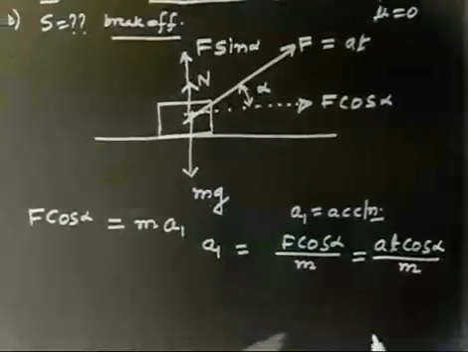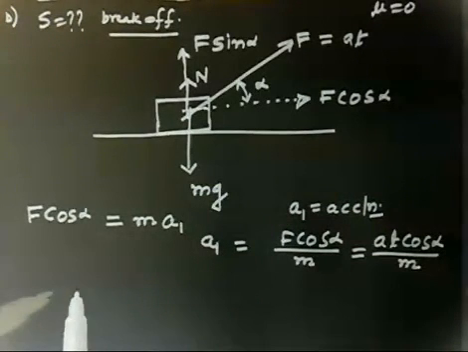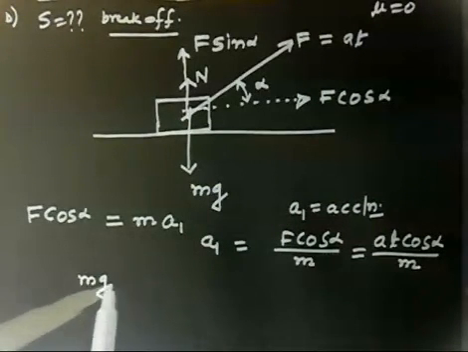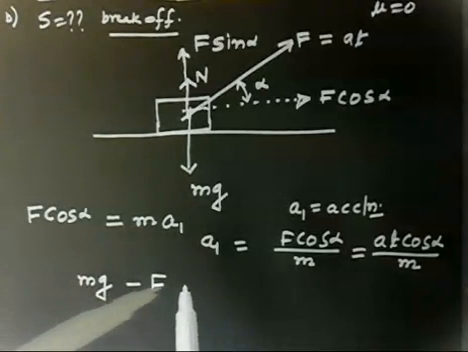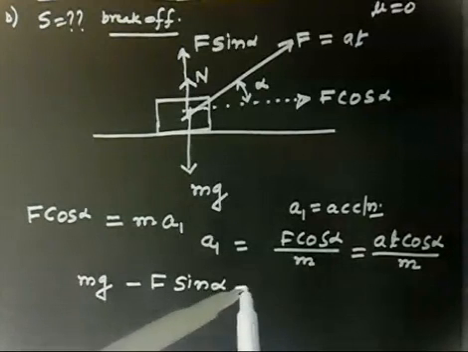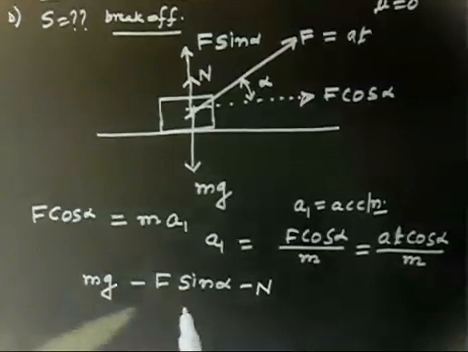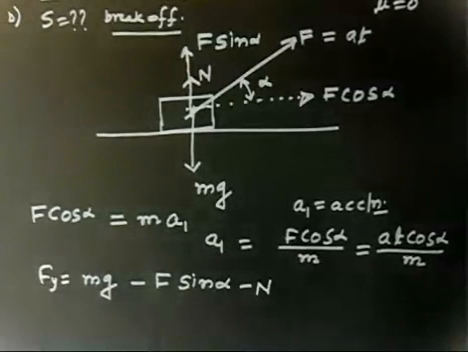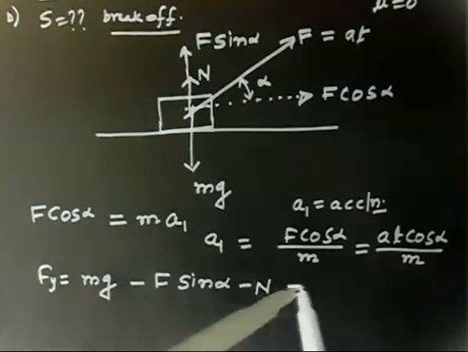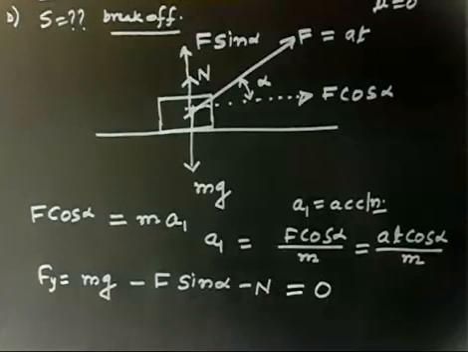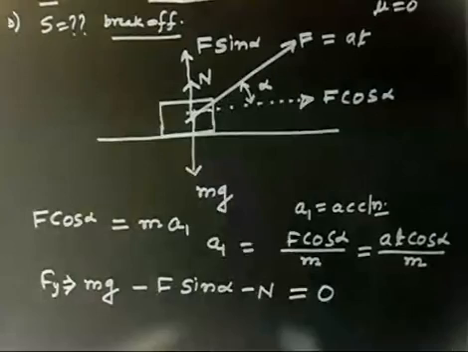Are you getting it? Now let me find the force in the vertical direction. Let us take downward as positive: mg minus F sin alpha minus N. This is the force in the y direction. There is no motion in the y direction, so the total force has to be 0, because the body is not lifting up in the y direction. So Fy has to be 0.